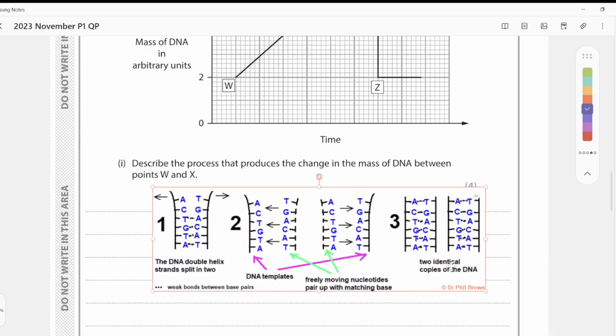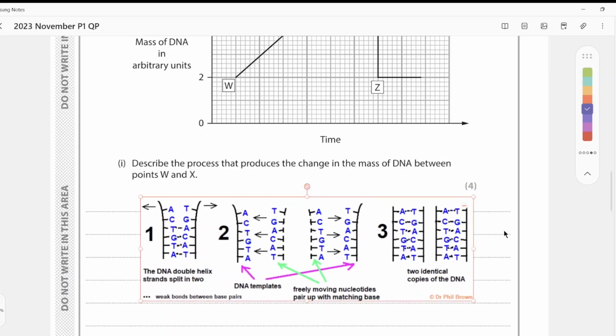So just to do a little bit of recap, I've included a diagram here. During DNA replication, you're synthesizing a new strand or new strands of DNA through complementary base pairing, meaning that adenine or A pairs up with T and C pairs up with G, right? So the 2 strands would split first, and then the free nucleotides are able to pair up via complementary base pairing. And that causes the mass of DNA to double.